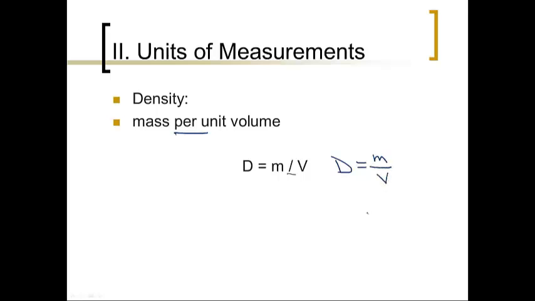Okay, D is equal to M over V. And you should also be able to solve for the other variables. M is equal to D times V, and V is equal to, and if you remember the little trick I showed you earlier, you can switch diagonals. This is a fraction, D over 1. So D and the V just switch places, and you end up with M over D.